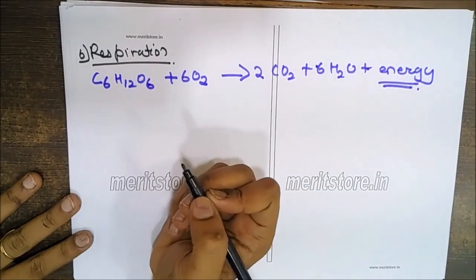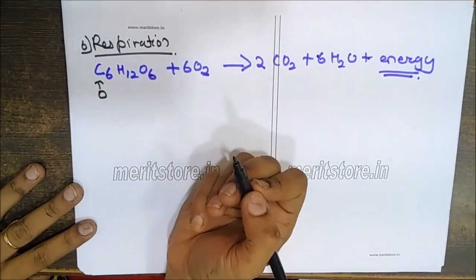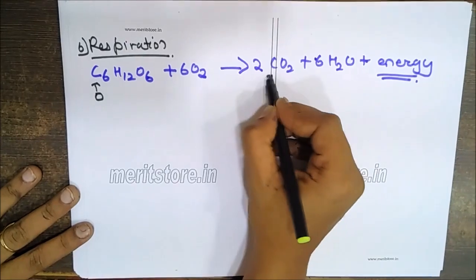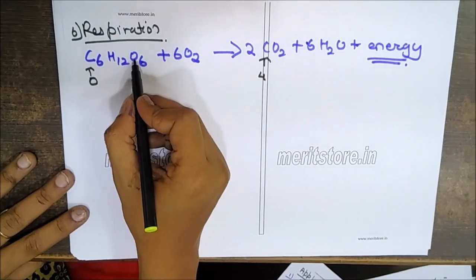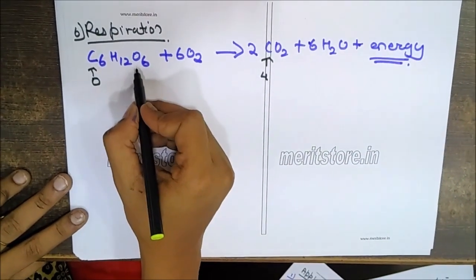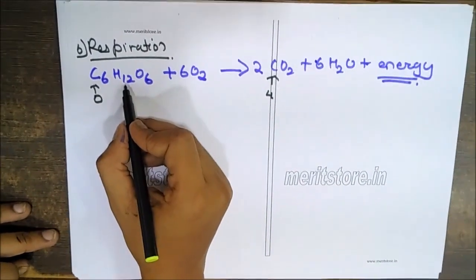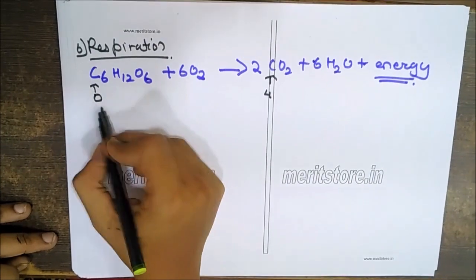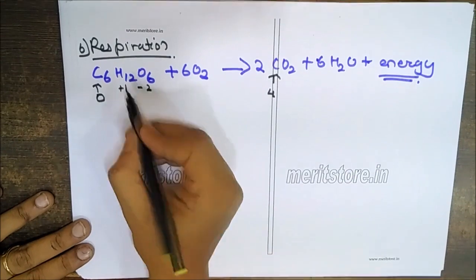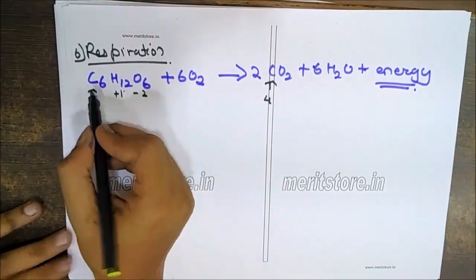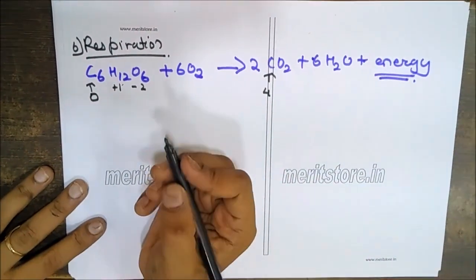So if we assign oxidation number to each atom, we will find out that carbon is having an oxidation number of 0 here, and here it is having an oxidation number of 4. See how oxidation number of oxygen is minus 2. So minus 2 into 6 is minus 12. This is plus 1 into 12, which is plus 12, getting nullified. And this is a neutral molecule, so there is no charge left to be nullified. So each atom of carbon is having a 0 oxidation number.